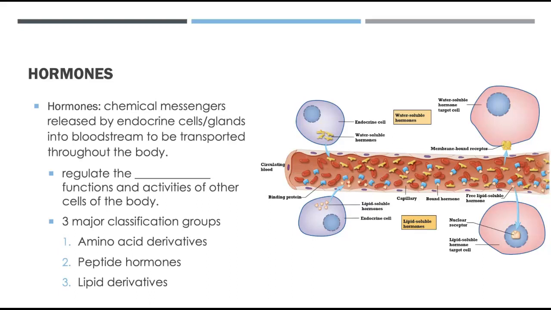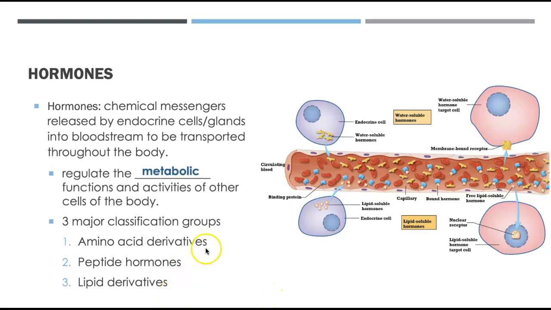So our hormones serve as chemical messengers, and they are released by endocrine cells and glands into our bloodstream. They are transported throughout the body and will eventually reach a target cell. They are going to regulate the metabolic functions and activities of other cells in our body. And we have three major classifications for our hormones: our amino acid derivatives, our peptide hormones, and lipid derivatives.